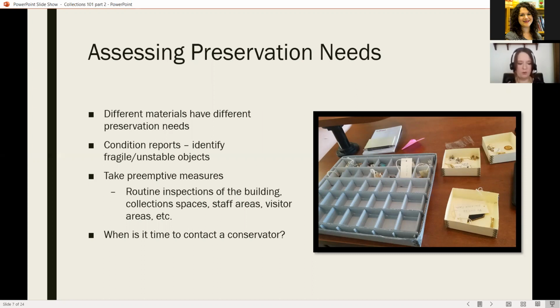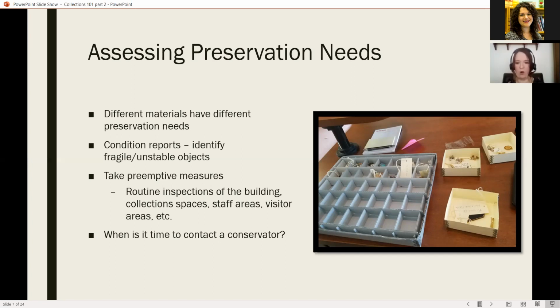It helps you take preventive measures. That's basically what preservation is. You're taking preemptive measures to make sure that your collections are as stable as possible. And things that really help with that are routine inspections of the building. A lot of institutions will do daily walkthroughs.